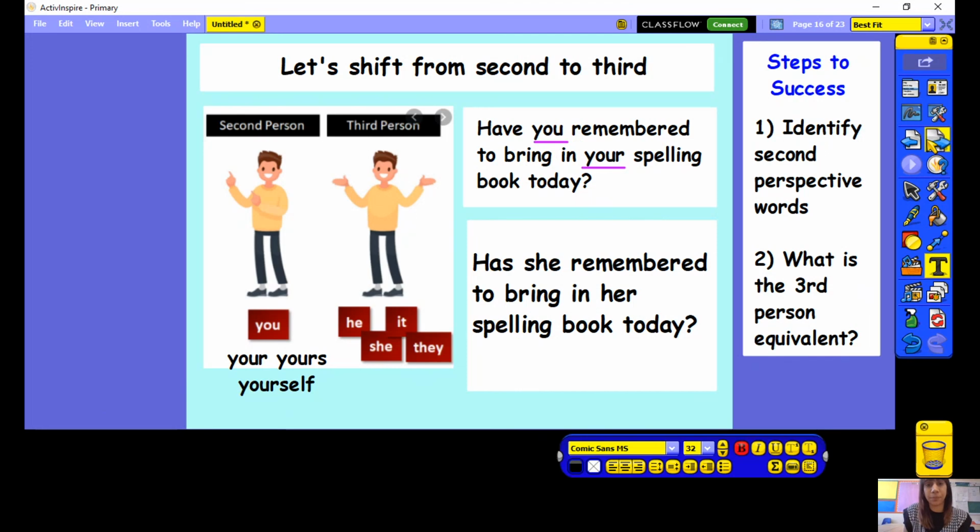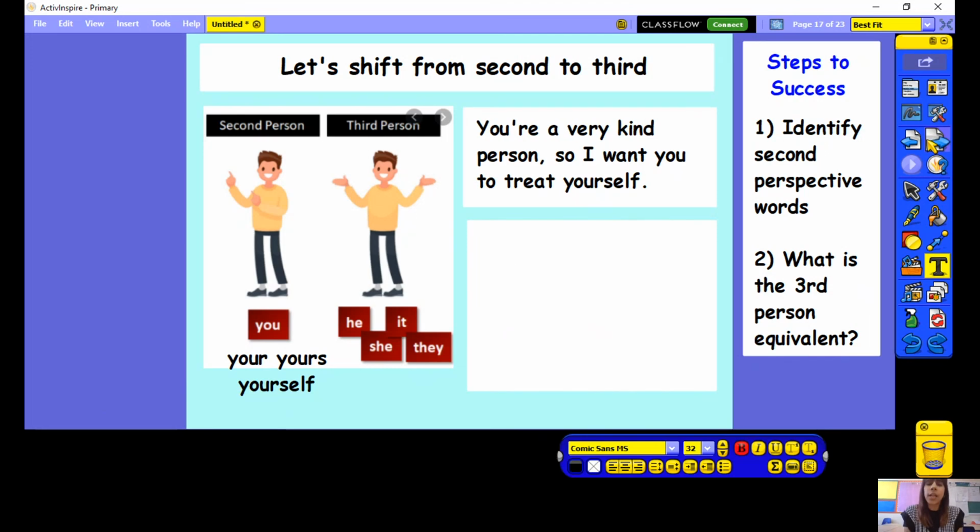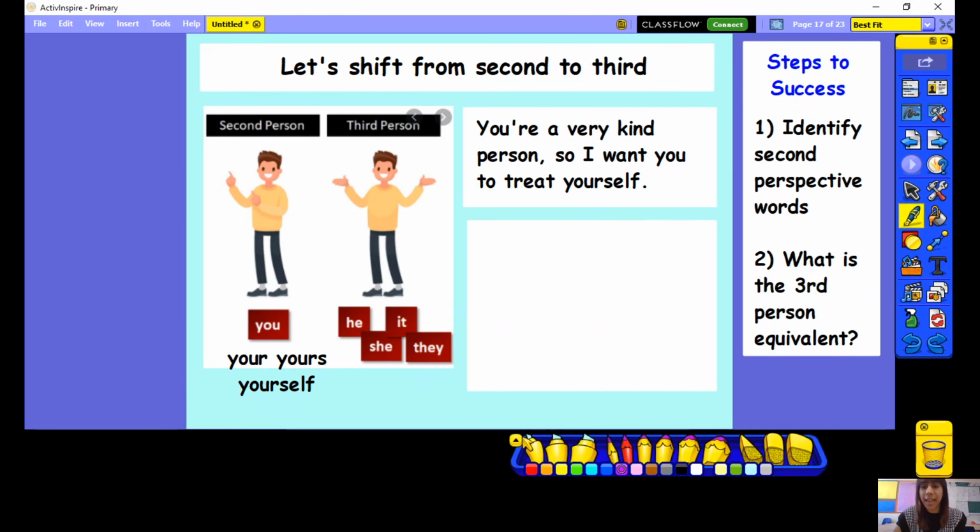Let's try another one. You're a very kind person, so I want you to treat yourself. So again, my first step to success is to identify any words that have been used in the second perspective. So words such as you, your, yours, and yourself. Well, I can see you're there, short for you are. And so I want you to treat yourself. Oh, there are 3 there.